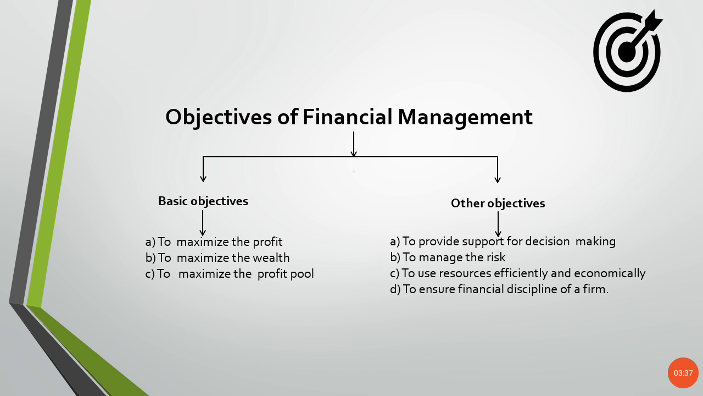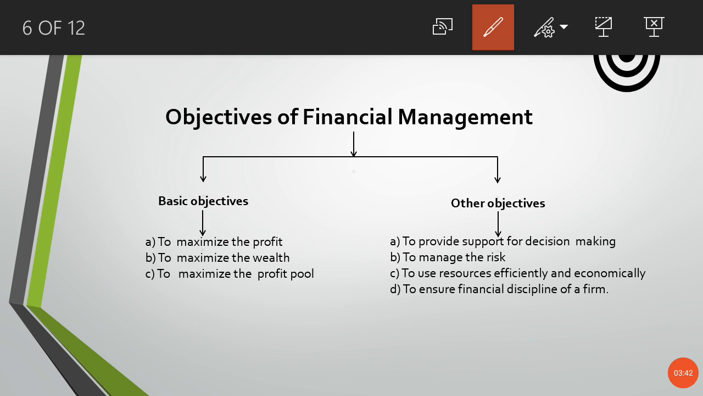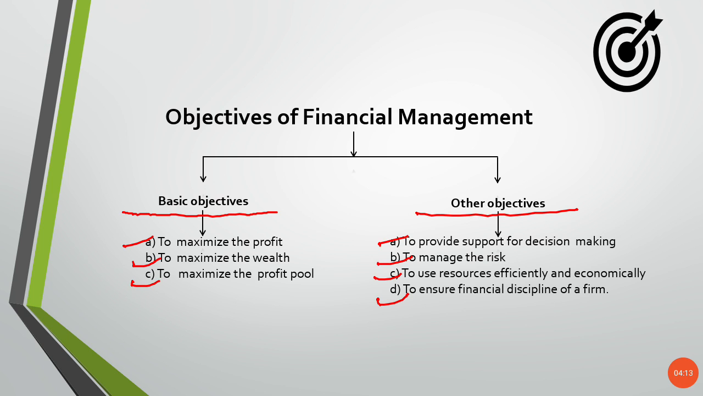Objectives of financial management are classified into two groups. The first group is basic objectives, which comprises: A. to maximize the profit, B. to maximize the wealth, C. to maximize the profit pool, etc. The second group is other objectives: A. to provide support for decision making, B. to manage the risk, C. to use resources efficiently and economically, D. to ensure financial discipline of a firm, etc.